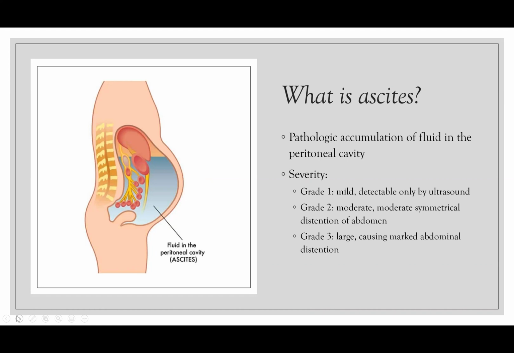The graph here on the left shows the fluid accumulation in the abdomen. It takes 1.5 liters present to be detectable by physical examination. Otherwise, ultrasound will be needed to further classify the severity of ascites a patient has.